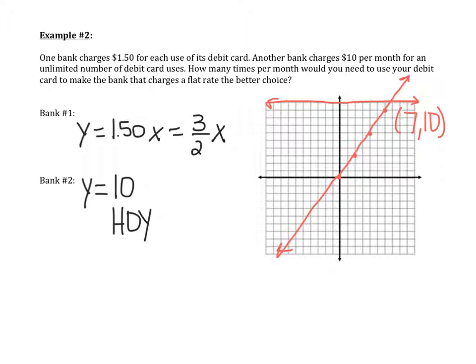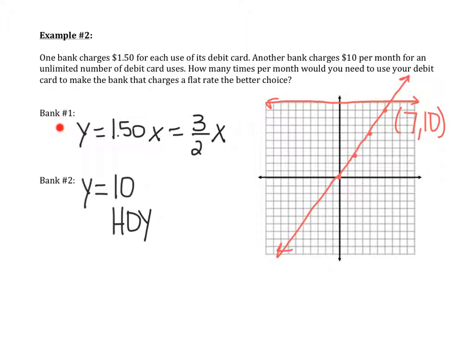Now remember, the x value represented the number of times you use your debit card. The y value represents how much your bank is charging you for using your debit card. So by having our two lines intersect at (7, 10), that would tell me that I need to use the debit card at least 7 times in order for the two banks to be equal to each other. Anything after 7 uses per month, I would want to choose bank number 2, since I'm just going to be charged that regular $10 flat fee.